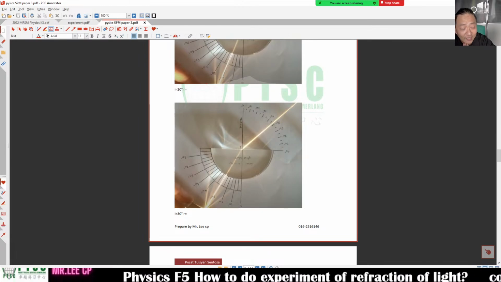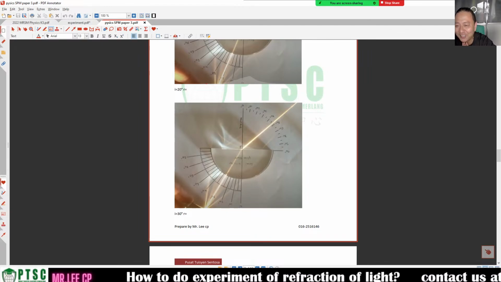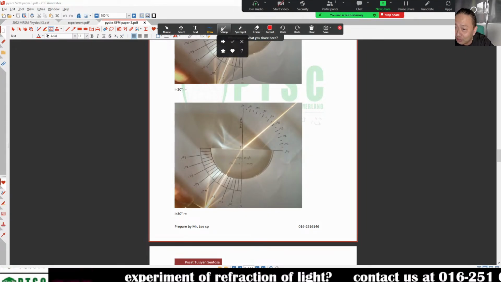Why the textbook sign I and R is the same. This one I explained many times already. I don't feel like I want to explain this one again, but okay, I explain one more time.